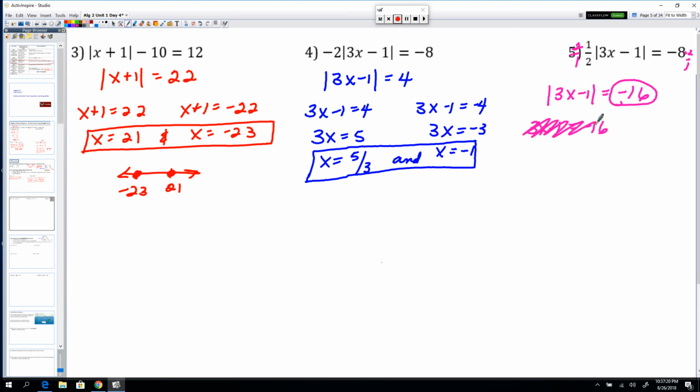So instead of setting up our two stages here, we needed to have paused and said, wait a second, it's not possible to be equal to a negative if I'm absolute value. So there is no solution to this. That didn't happen here. Absolute value equals 4, totally possible. X plus 1 equals 22, totally possible. Absolute value of something equal to negative 16, not going to happen. So there's no solution to this. That's a special case. Another special case we have is all real numbers. Okay, and we'll take a look at those in the inequalities.